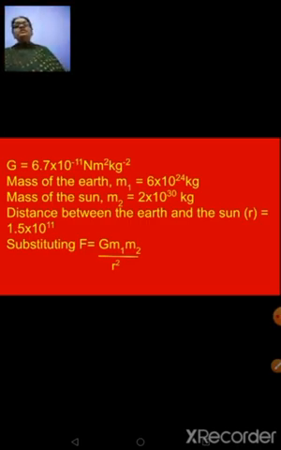Now mass of the earth, it's taken as M1, it's given in the question itself as 6 into 10 raised to 24 kg. Mass of the sun will be assumed as M2 and that is given as 2 into 10 raised to 30 kg. And distance between the earth and the sun will be considered as R and the value is given as 1.5 into 10 raised to 11 meters, right? So you have to substitute these values of M1, M2, capital G and R in the formula F is equal to G M1 M2 upon R square. So let me substitute and show you.